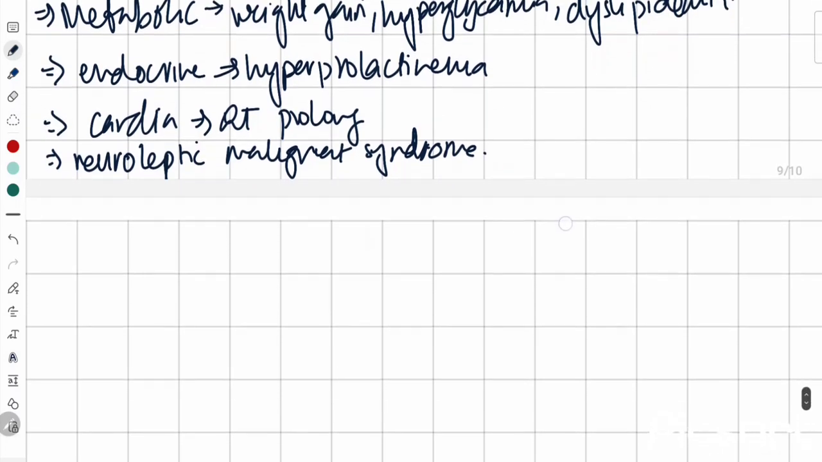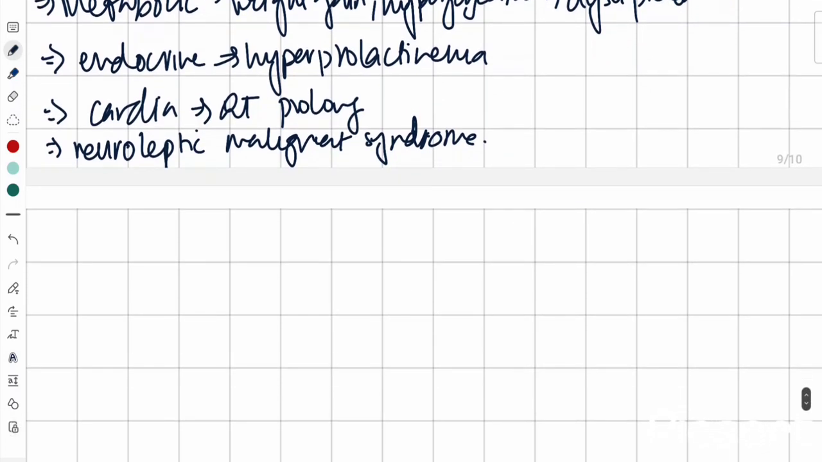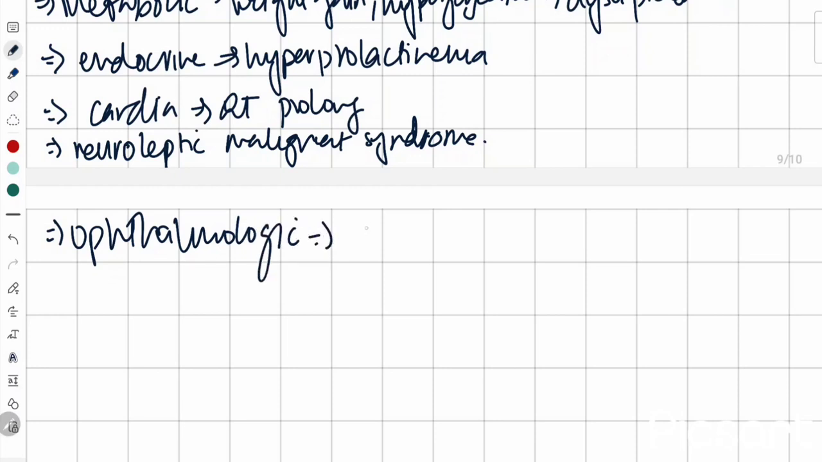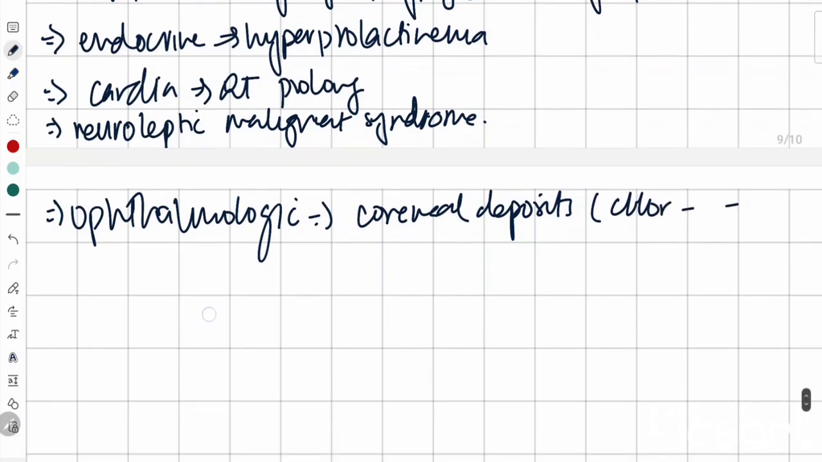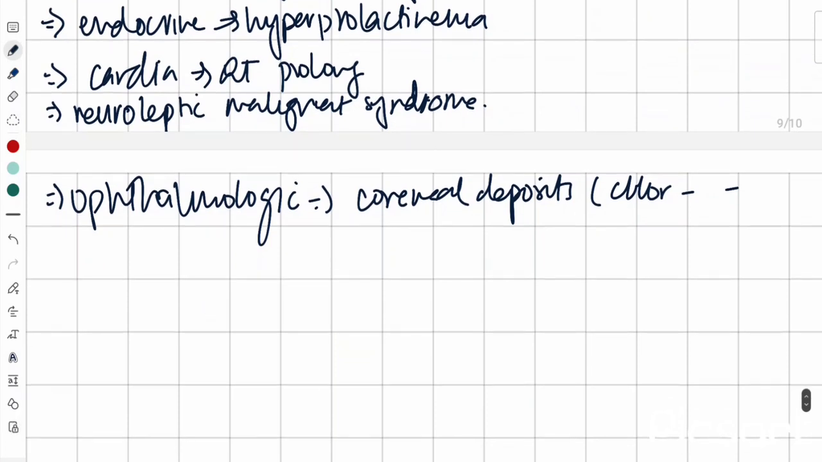Right now, let's just move on. And ophthalmologic. Now here the chlorpromazine that causes corneal deposits, and that is only with chlorpromazine. I'm not writing it all. And then thioridazine is also gonna cause retinal deposits, and that is thioridazine.